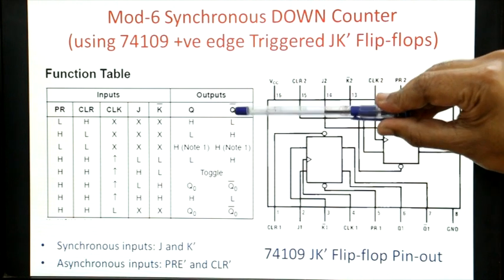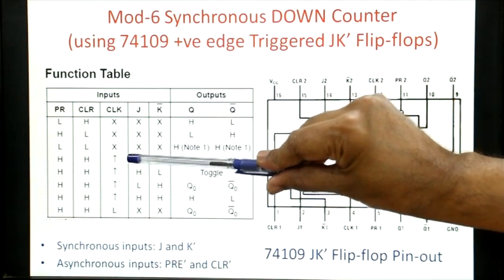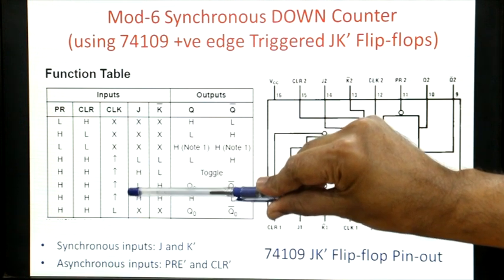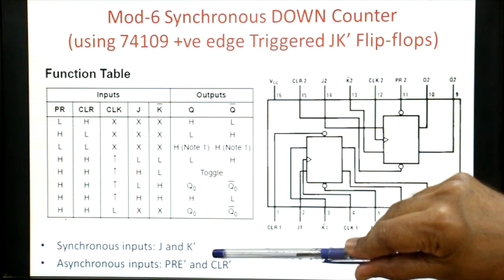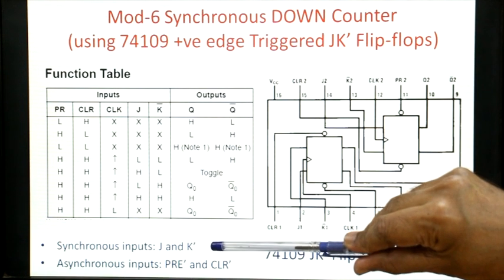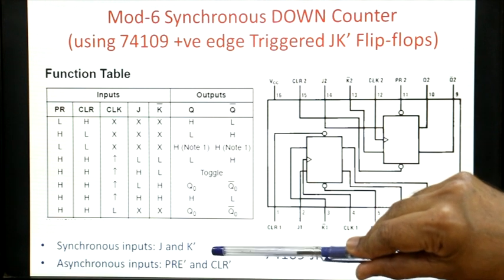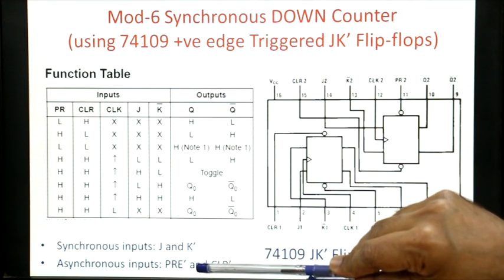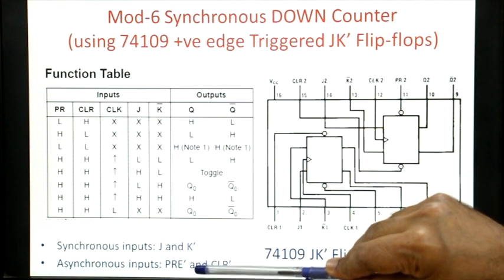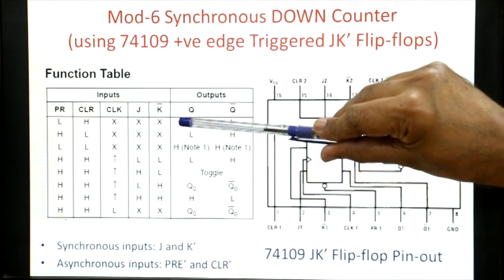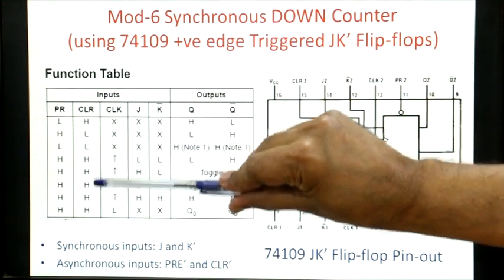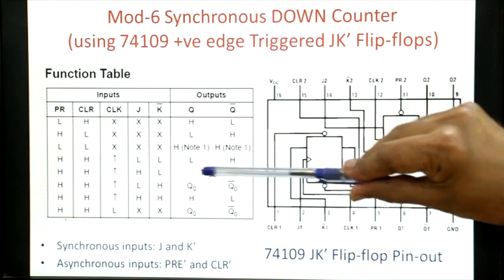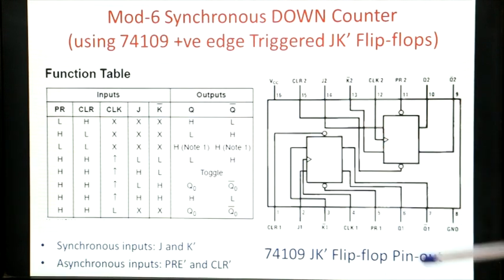So let's look at the function table. First of all, this is a positive edge triggered JK flip-flop. Therefore, all transitions occur at the positive edge. And just like 74S112, here also you have both synchronous inputs and asynchronous inputs. Synchronous inputs you have J and K bar. Asynchronous inputs you have preset bar and clear bar. For normal operation, you need to keep both preset bar and clear bar high. Only then the normal operation will happen, and the normal JK functions will happen, except that here it is JK bar.